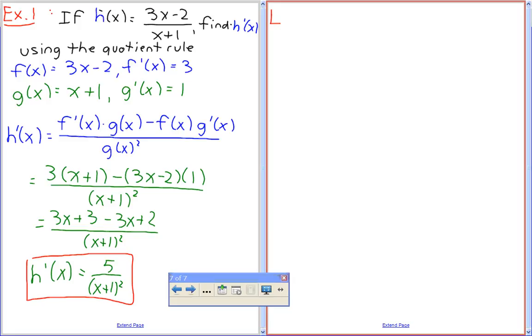Okay, example 2, and please put a star beside this, because this is the type of question I'll be giving. If h of x equals 5x plus 4 all over the square root of x plus 1, find h prime of x. This is the one that Reed looks at on his assignment. He goes, well, that doesn't look that bad, I can probably do this, right? Yep, this is the one.